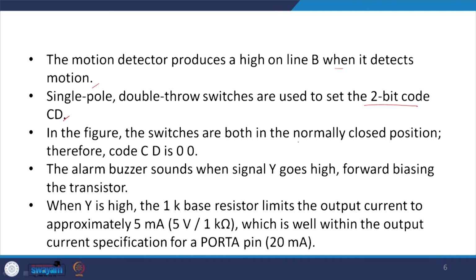In the figure, the switches are both in the normally closed position, therefore, code CD is 00. The alarm buzzer sounds when signal Y goes high, forward biasing the transistor. When Y is high, the 1K base resistor limits the output current to approximately 5 milliamps, which is well within the output current specification of port A. So, let us look at the PIC BASIC program for this case.